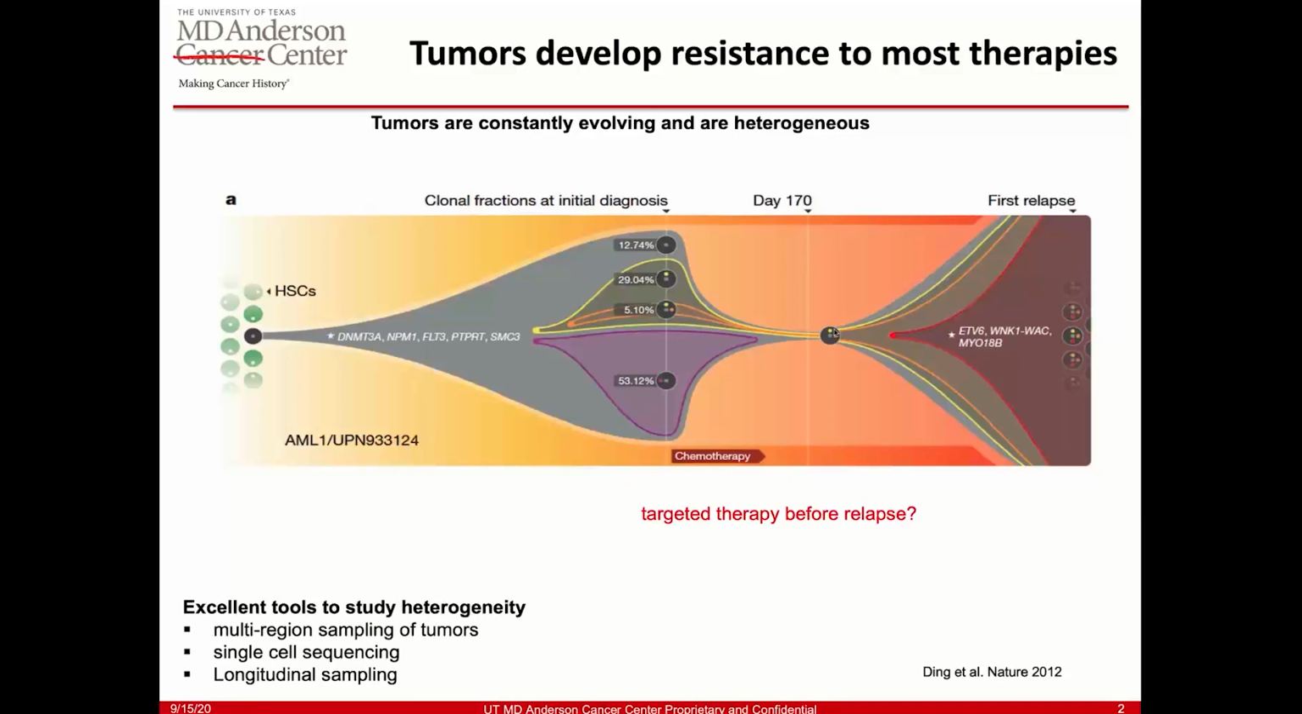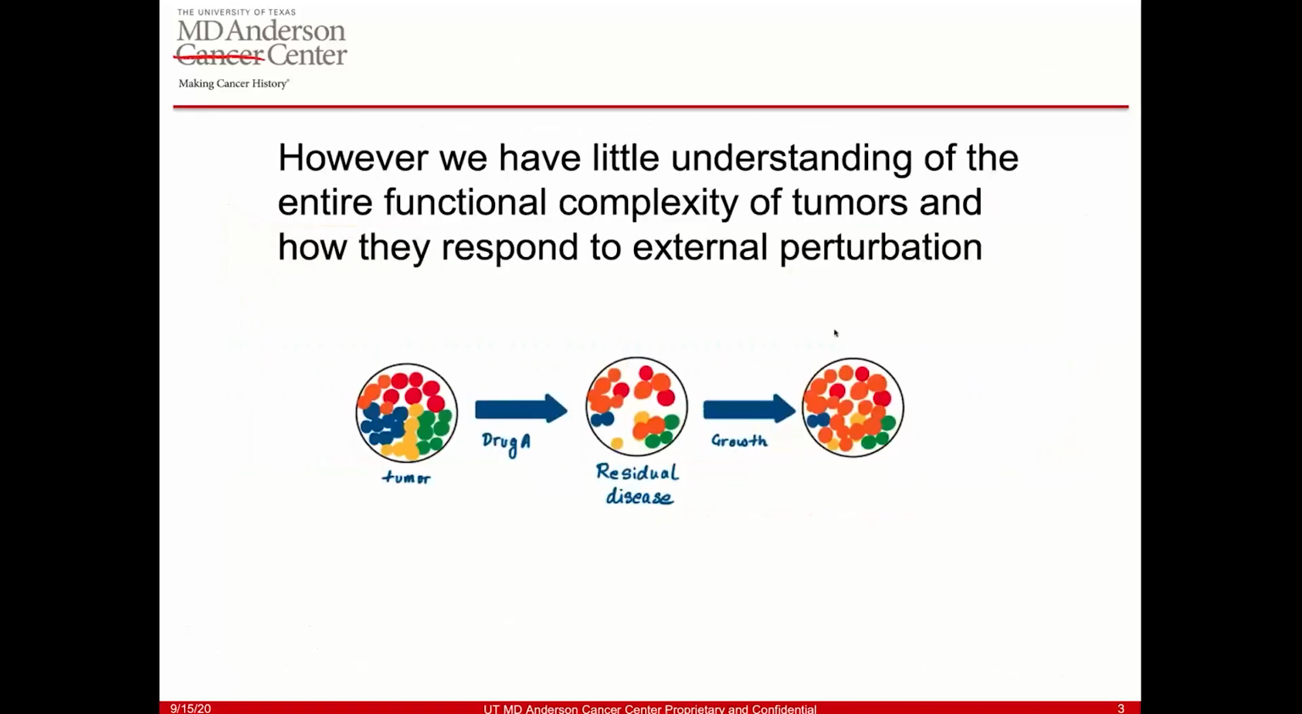Now, these are excellent tools to understand tumor heterogeneity. Apart from longitudinal biopsy, one can also use multi-region sequencing of the tumors and also single cell sequencing to understand the intra-tumor heterogeneity. But we wanted to go a bit further and actually understand how certain subclones respond to certain therapies, and whether there is actually a difference between how certain subclones respond to, say, drug A versus drug B and drug C.